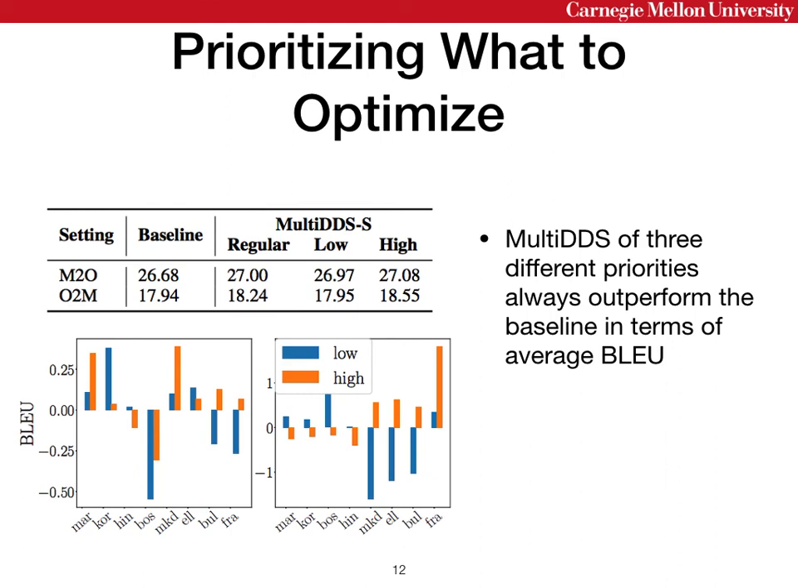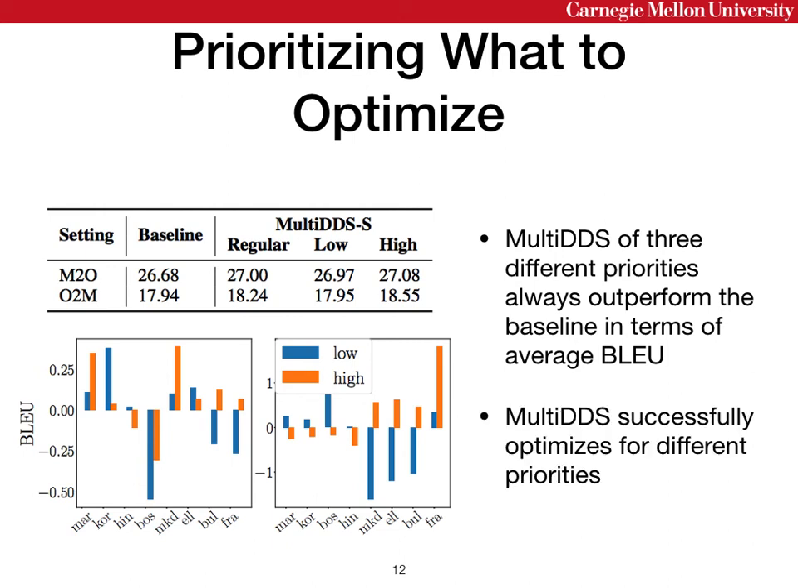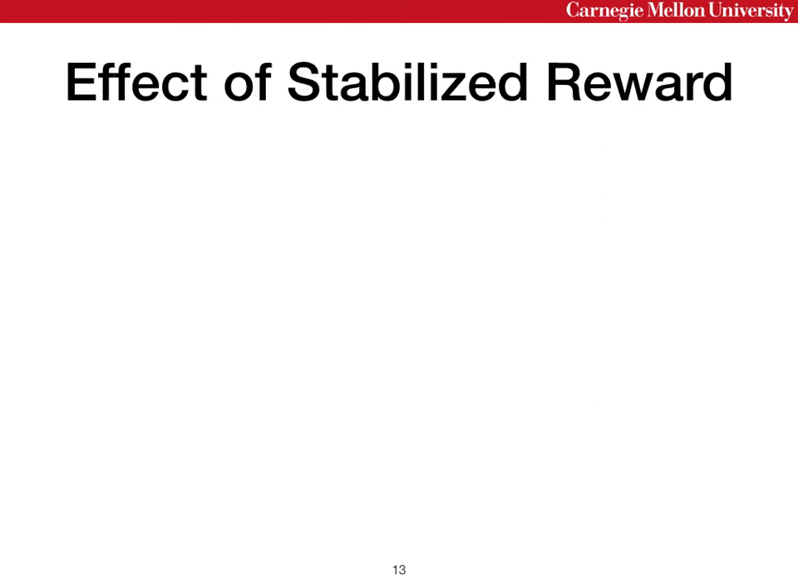Next, we compare the performance of low and high for both many to one on the left and one to many on the right. The languages on the x-axis are arranged from left to right according to increasing performance. And we can see that high performs better on the languages on the right and low performs better on the low-performing languages on the left. This indicates that MultiDDS can successfully optimize for different priorities.